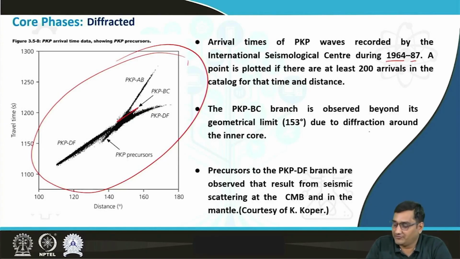That is maybe due to the diffraction around the inner core. Precursors to the PKP DF branch, this one here, are observed that result from the seismic scattering at the CMB and in the mantle.